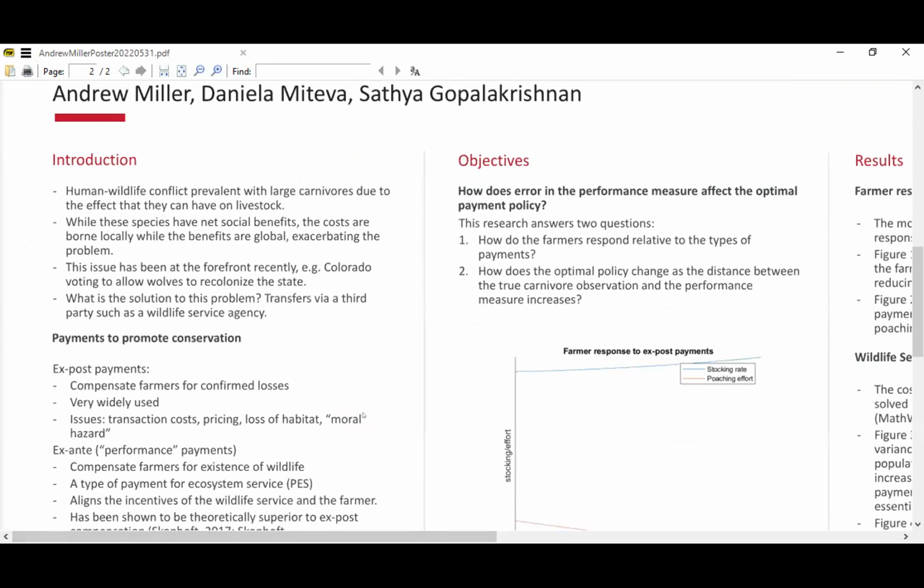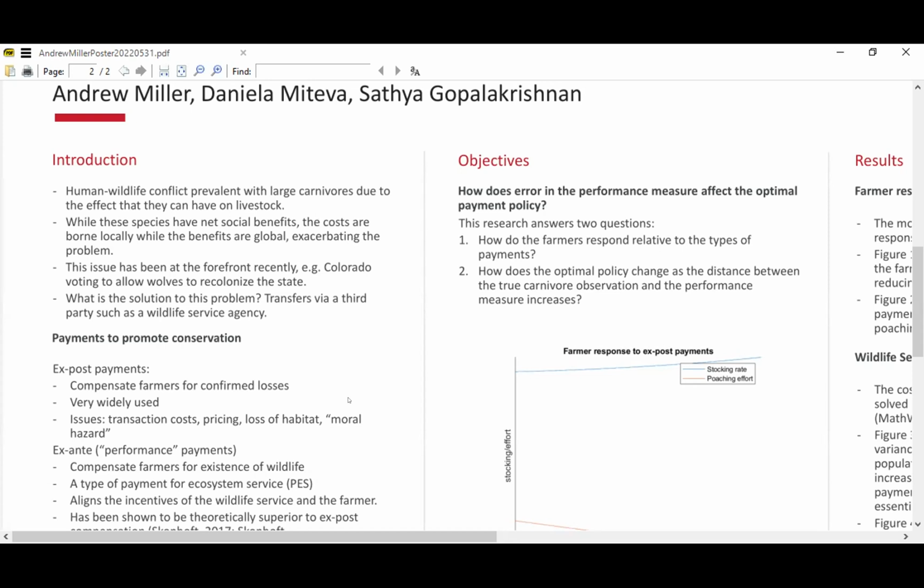Human-wildlife conflict with large carnivores is a very prevalent problem throughout the world. You have different contexts where you have lions in sub-Saharan Africa, wolves in the Western United States, snow leopards in Asia, and all these different places where livestock producers are trying to raise livestock and carnivores can kill their livestock. And this issue is pretty important because these large carnivores tend to have relatively low population densities. And so a small amount of poaching has a large effect on the population.